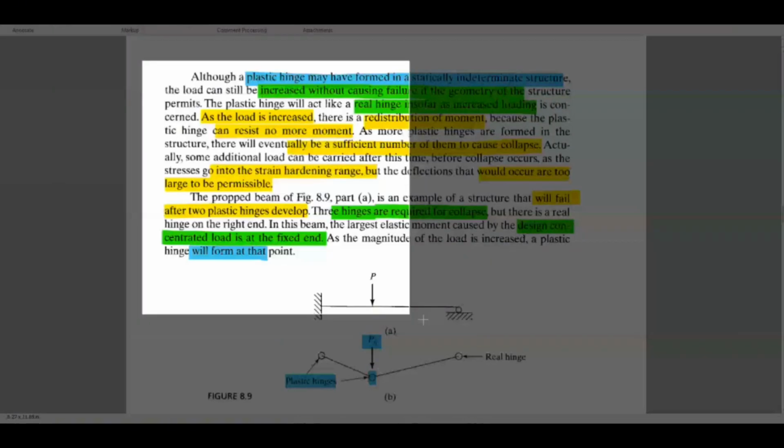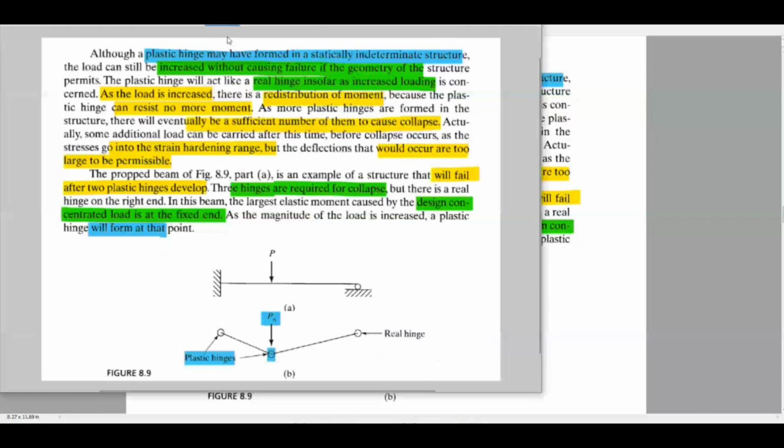Let us see here one more point. Although a plastic hinge may have formed in a statically indeterminate structure, even though one plastic hinge is formed here, the load can still be increased without causing the failure if the geometry of the structure permits. The plastic hinge will act like a real hinge insofar as increased loading is concerned. So this plastic hinge will act like a real hinge, so it will start taking load like a support. Then once one more hinge develops here, only then will collapse happen. So even with one plastic hinge formed in a statically indeterminate structure, the load still can be increased without causing the failure.